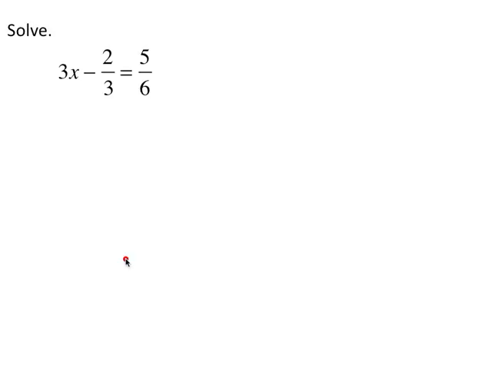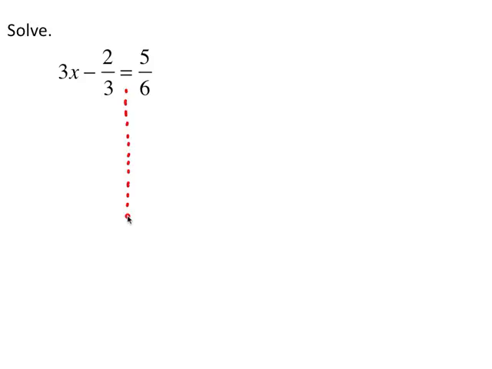We're trying to solve this equation: 3x minus 2/3 equals 5/6. There's fractions in there, but it doesn't make it any different as far as the steps we're going to take to solve. We just have to remember to do the same thing with fractions that we had learned with adding and subtracting and all those rules that we've done before.